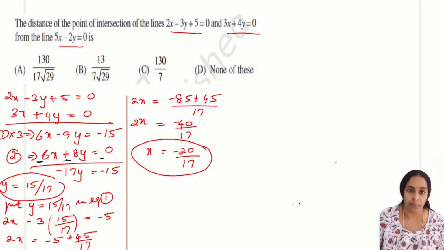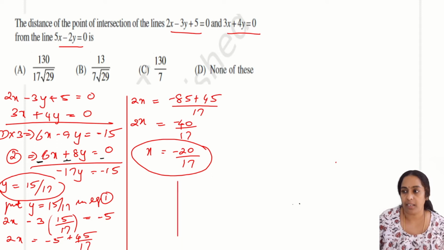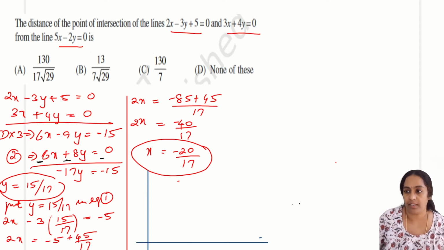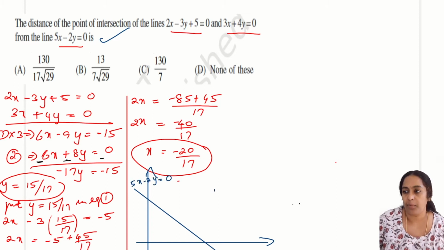So I got the point of intersection now. If I draw the graph to understand this sum, it is like this: the distance of the point of intersection and the line. So I have this line, 5x minus 2y equals 0, and the point is here, which is x comma y. Let me find the perpendicular distance.